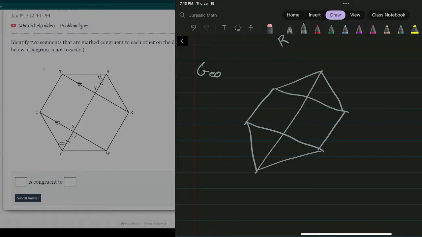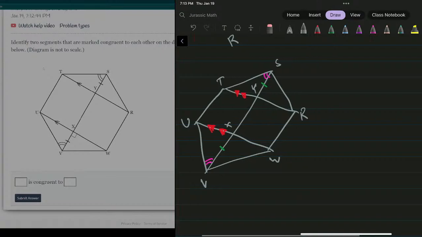And then we have a lot of letters. Okay. S, T, U, V, W, X, Y, and R, because I forgot to go by R first. Alright, so they have a couple different things. They have on this line, double arrow. This line, double arrow. They also have a single hash on those 2. And finally, they have a double arc on these 2. And they want to know what is congruent.